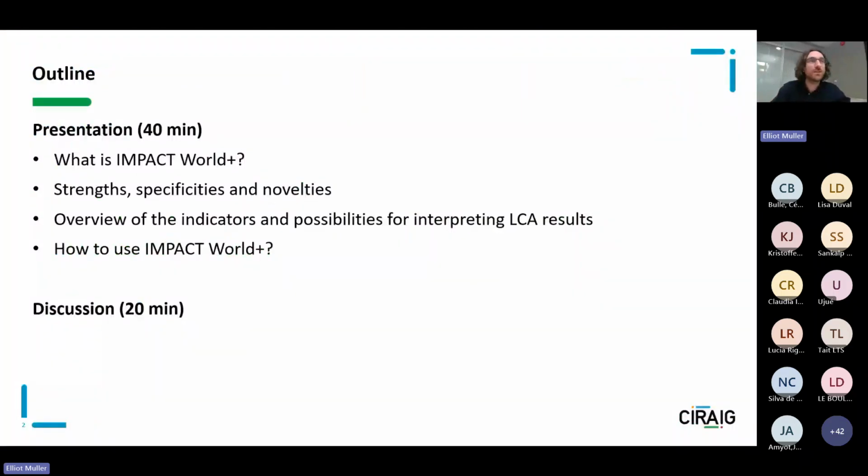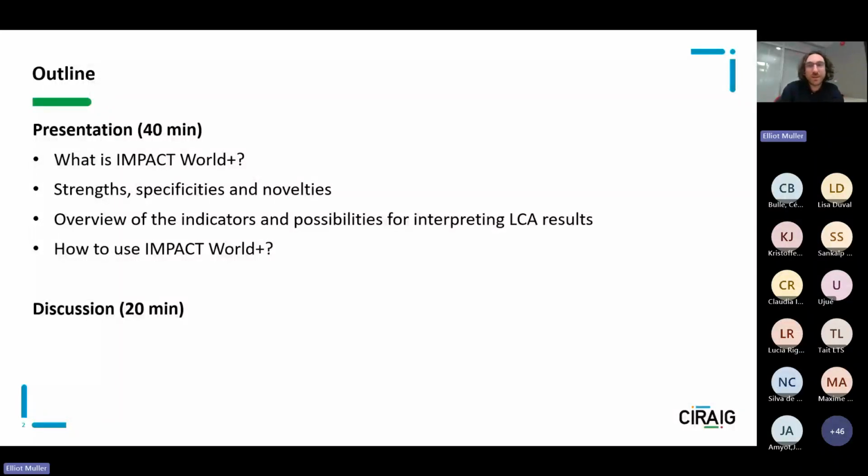So the different sections of this presentation are going to be first to introduce what is Impact Plus globally, then having a bit more details about its strengths, specificities, and novelties. Then we have a quick overview on the different indicators that are included in Impact Plus and the different possibilities for interpreting the LCA results using Impact Plus. And finally, a very small part about how to use Impact Plus in your daily life. And then after this 40-minute-ish presentation, we'll have a 20-minute section for discussion.